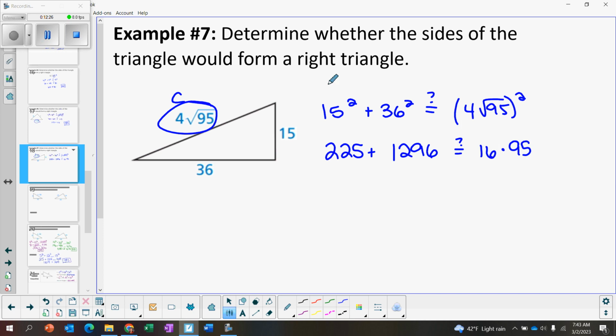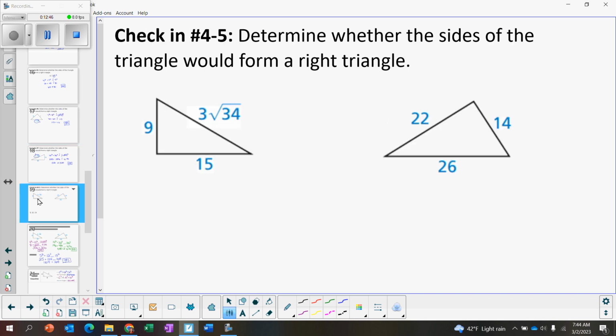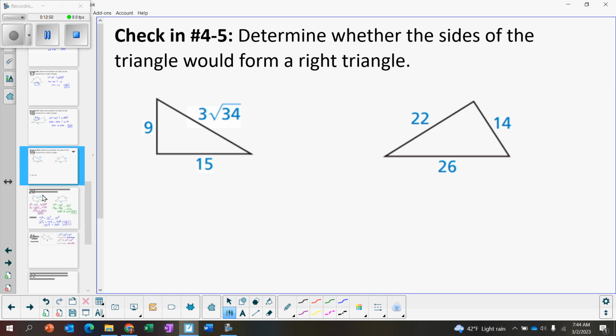So 225 plus 1296 is 1521. 16 times 95 is 1520. So they do not equal. It's very slightly off. So no, this does not make a right triangle. So you go ahead and try the next two. Pause. When you're ready to see the answer, hit play.